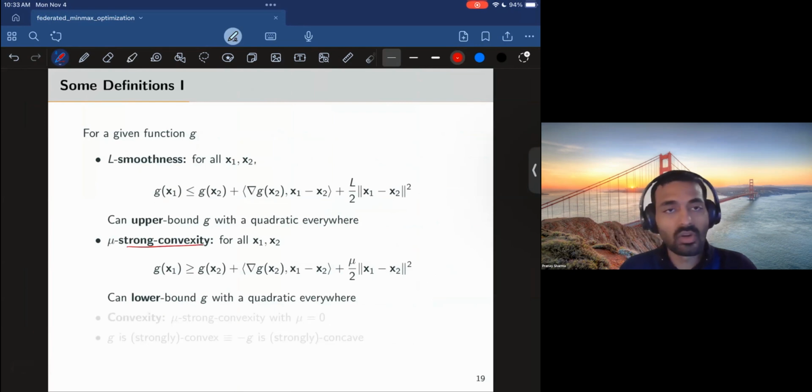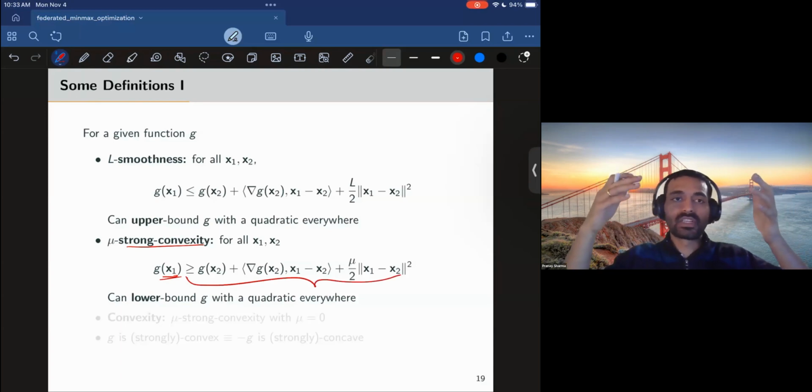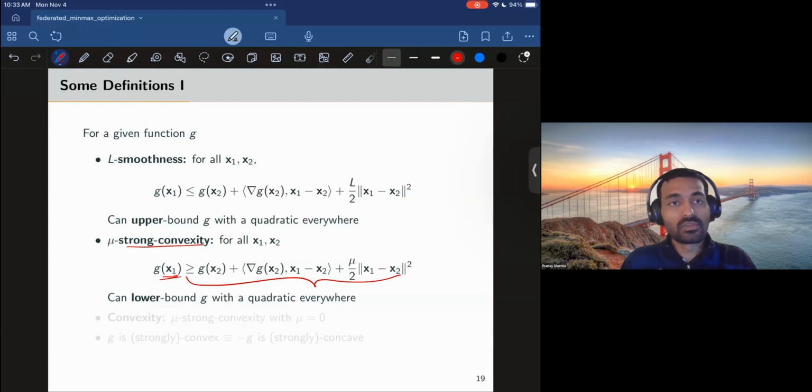Next, let's talk about strong convexity. Strong convexity is sort of complementary to smoothness. Strong convexity implies that at every point, so at every point x1, you can lower bound the function by a quadratic. So smoothness implies you can upper bound the function by a quadratic, and strong convexity means you can also lower bound the function by a quadratic, right?